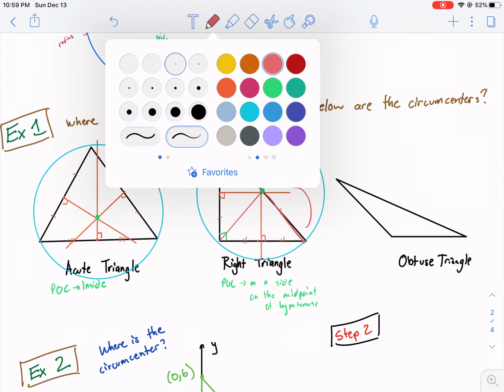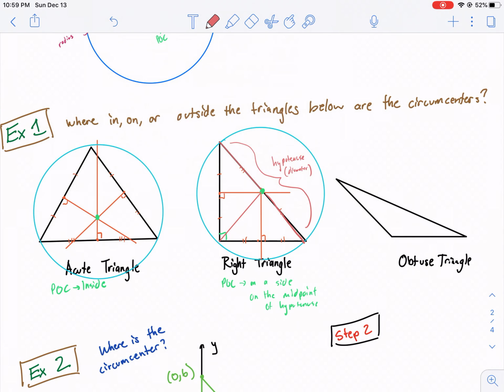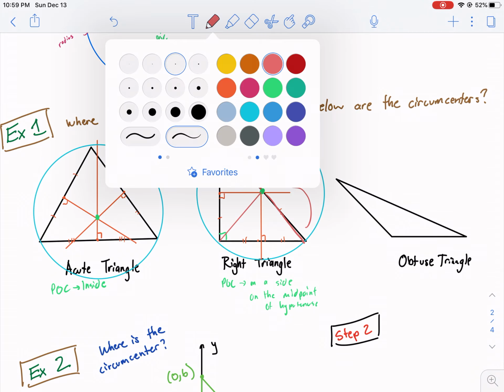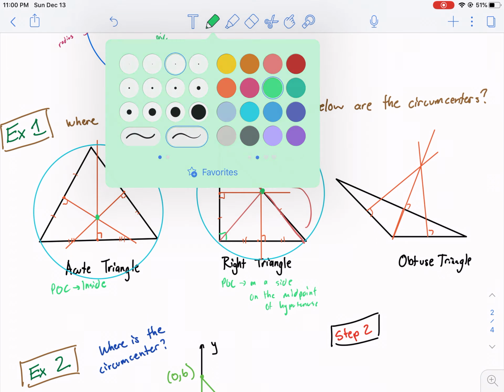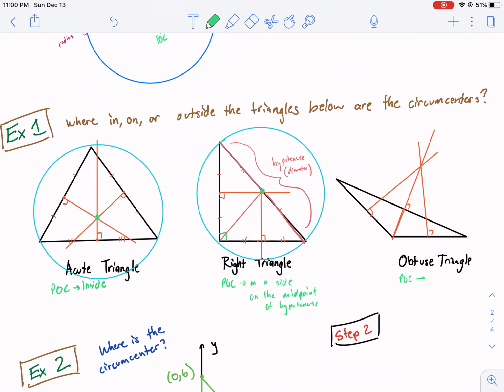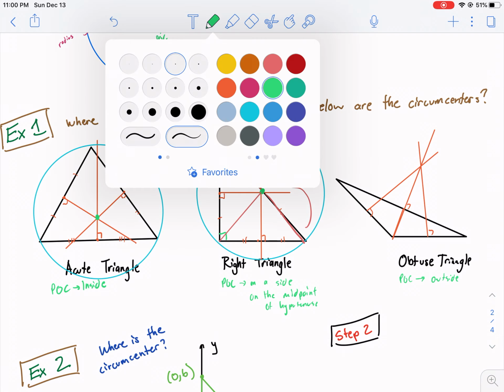Now, obtuse, I'm not going to do the, well, I guess I could. Real quick, I'm going to draw the little lines here that demonstrate the perpendicular bisectors. It's going to look something like this. This is the one that's kind of tricky for most people. Okay, as you draw this bisector, it's going to look something like this. Okay, 90 degrees, it has to meet up outside the triangle. So with an obtuse triangle, the point of concurrency is outside the triangle. And if you take a look here, it makes sense why.